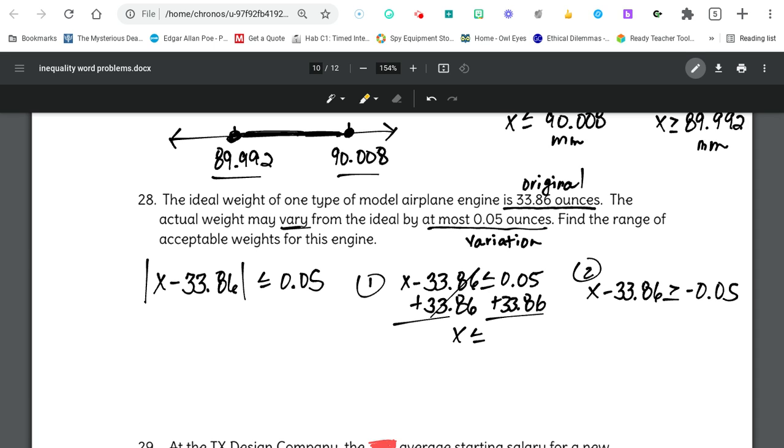So we have X less than or equal to, that's going to be 1. Carry that 9. 33.91. And then here, still add your 33.86.